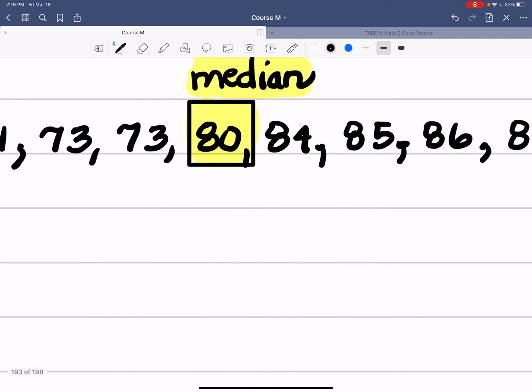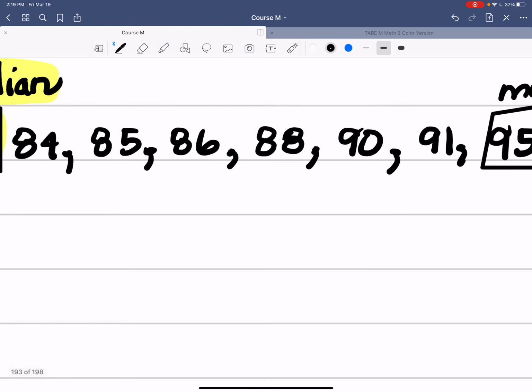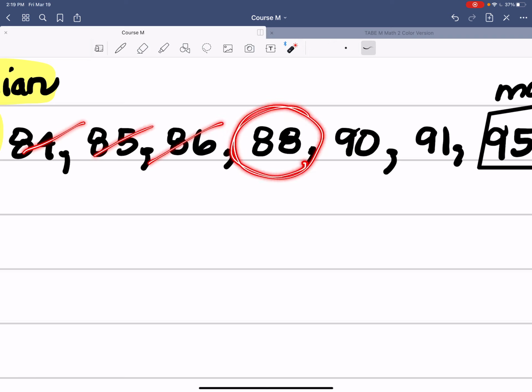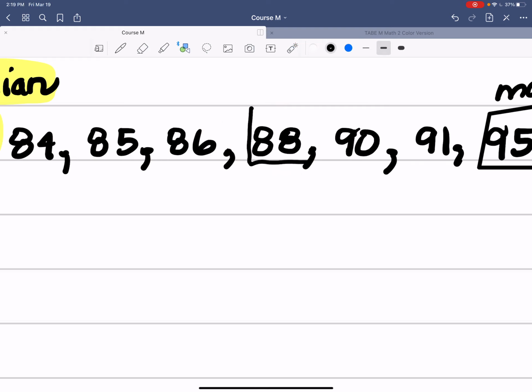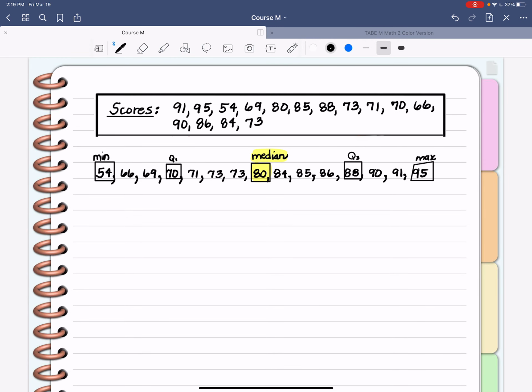Then I'm going to go above the median and do the same thing. 3.5. That's 1, 2, 3.5. So that 88 is going to be Q3. And we have enough stuff to do a box plot. We have the 5 key elements.